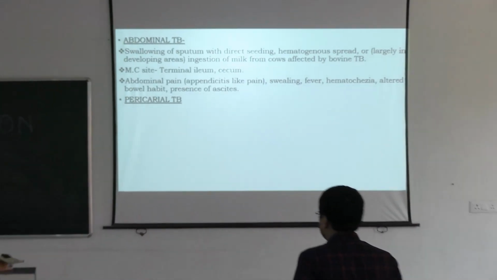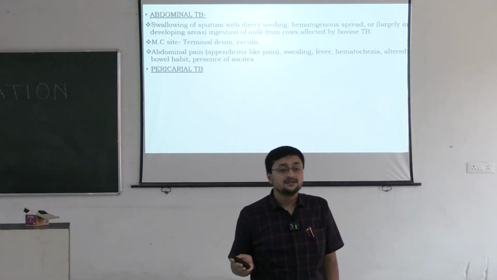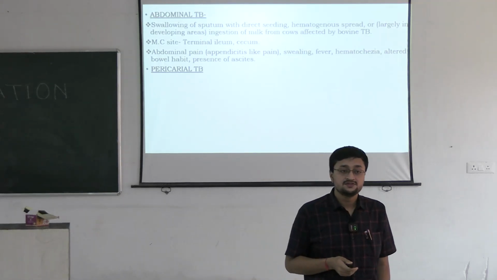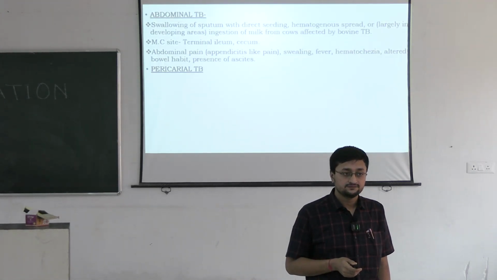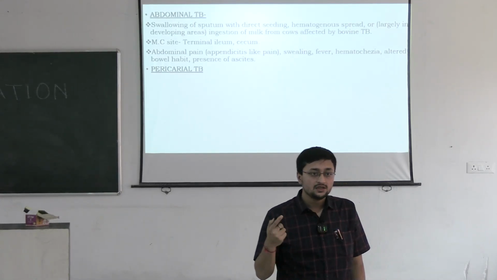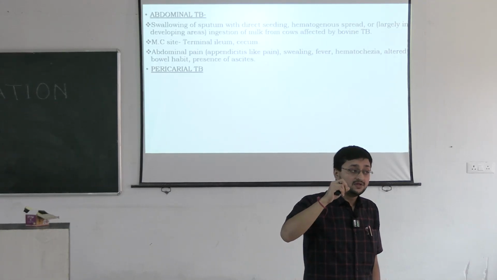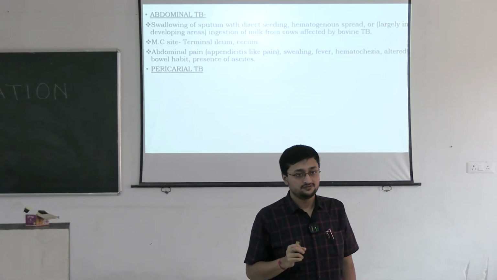Hematochezia and presence of ascites. Pericardial tuberculosis. So what can be the mode of transmission of pericardial tuberculosis? What is your idea? First is hematogenous, next lymphatics, but actually from ruptured mediastinal lymph nodes.